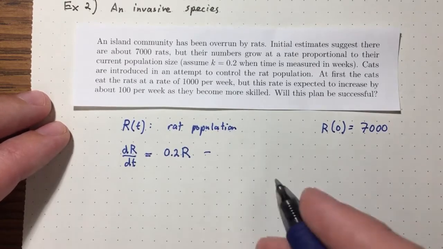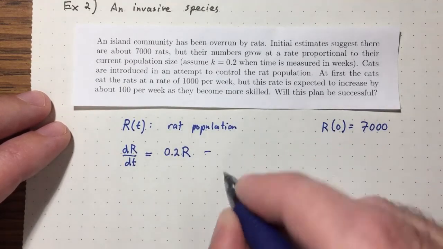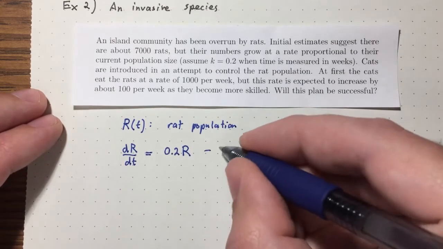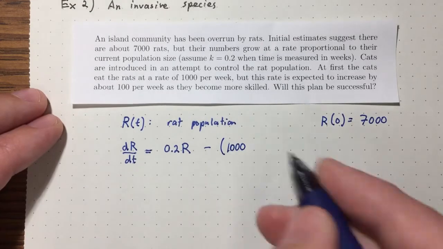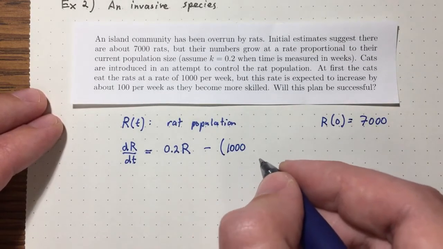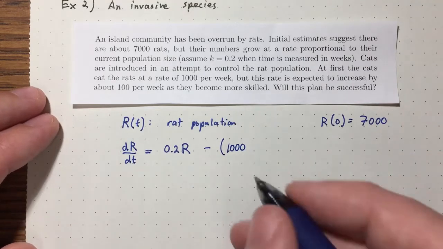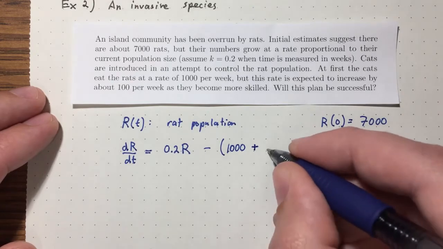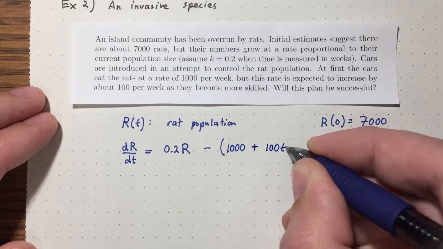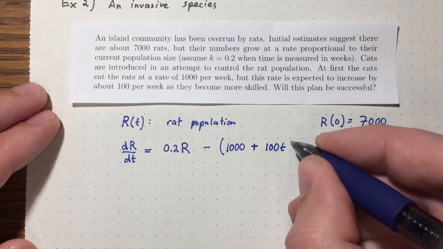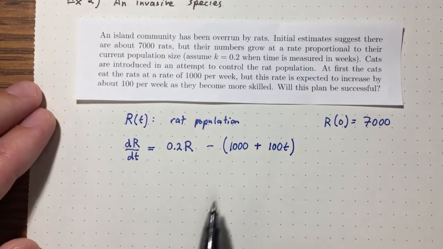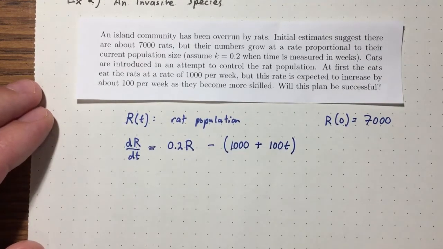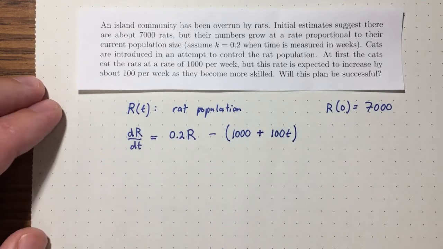So it's actually not going to decrease by 1,000. It's going to decrease by 1,000 the first week. I should put parentheses here. So it'll be 1,000 the first week, the next week it'll be 1,100, the next week it'll be 1,200. So in general, it will be 1,000 plus 100t, because they're eating 100 more per week. And the rat population is decreasing by that amount, causing dR/dt to go down.